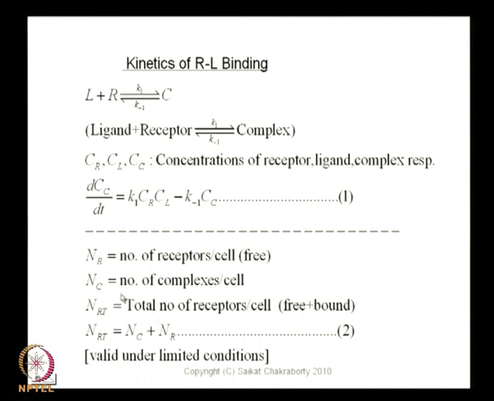Now, what we said is that we do not want to express this in terms of concentration, we want to express this in terms of numbers. So, Nr being the number of free receptors, Nc being the number of complexes, and Nrt is the total number of receptors, which includes both the complex and the free receptors.